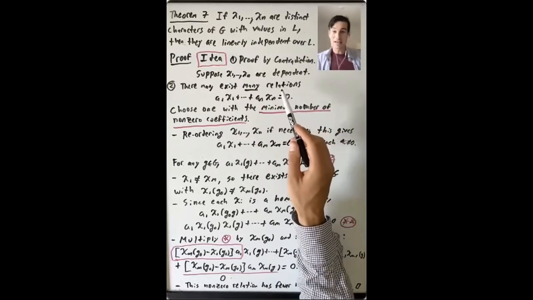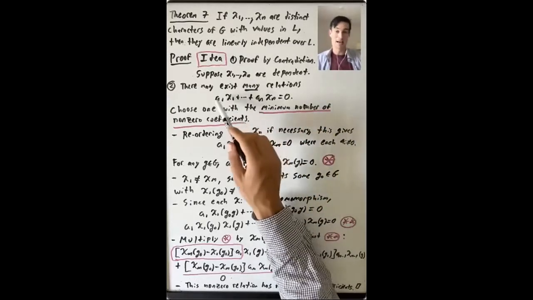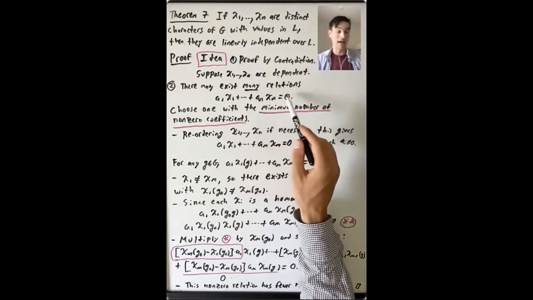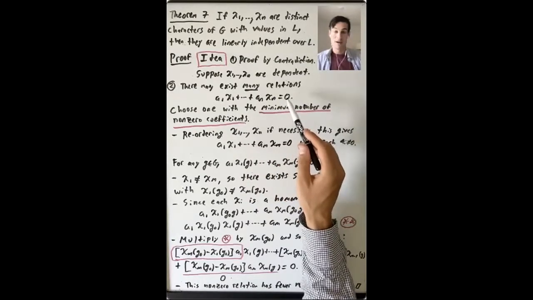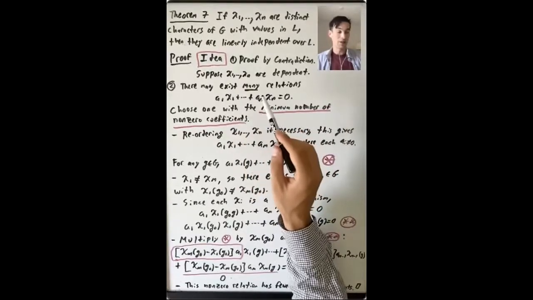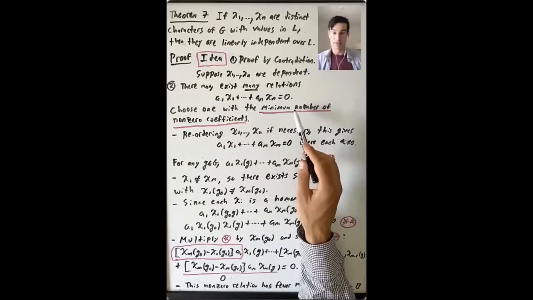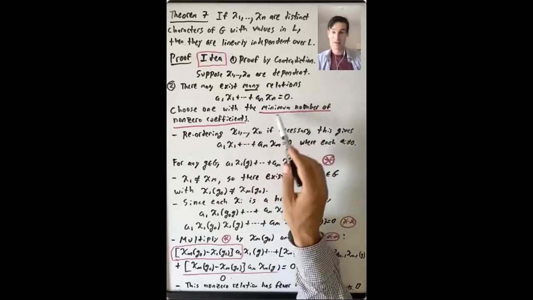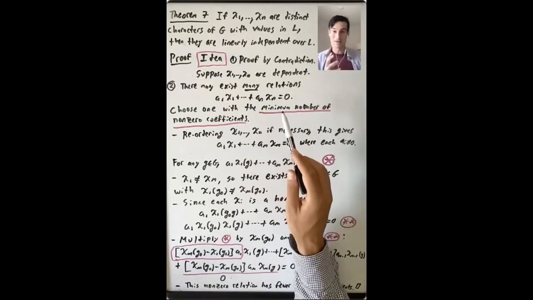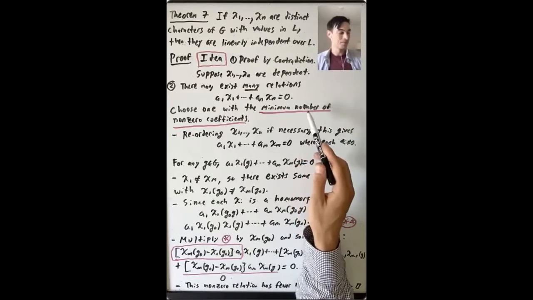The big thing to remember is there may exist many relations, a1 chi1 plus plus plus an chi(n) is 0. What is the thing that we're going to contradict? We're going to choose a relation with the minimum number of non-zero coefficients. If you remember this part, the rest of the argument should go forward in a pretty straightforward way.